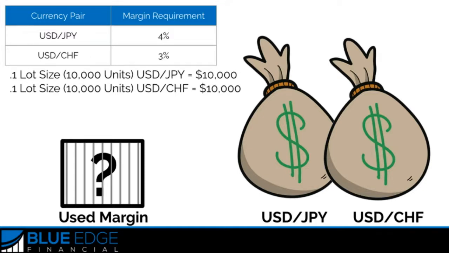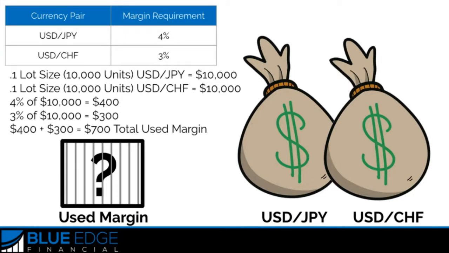Since USD is the base currency, or the first one listed in both of these pairs, calculating the required margin will be easy since they are both positions of 10,000 units of USD, or 10,000 United States dollars. So required margin for USD JPY is 4% of $10,000 or $400, and required margin for USD CHF is 3% of $10,000 or $300. The used margin is the total required margin of each pair. So the used margin is simply the $400 plus the $300, or $700 used margin. Does that make sense? If it didn't make sense, go ahead and go back through this example.